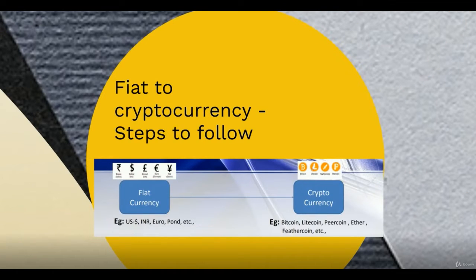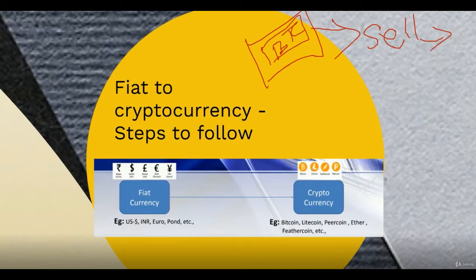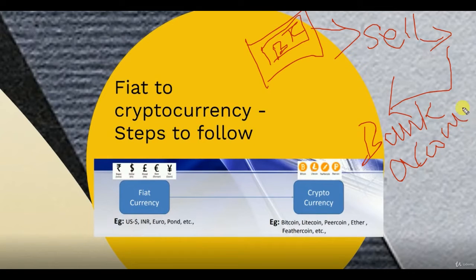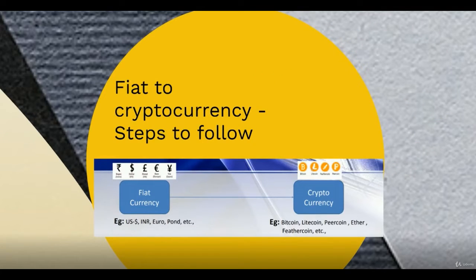Or one more thing is cryptocurrency to fiat. Suppose you have cryptocurrency, say Bitcoin, and you want to sell it. When you sell, you want the money to be deposited to your bank account. It's like a private marketplace. You are exchanging your cryptocurrencies for fiat currencies, or selling or buying cryptocurrency with fiat currency. This kind of application we can create. This is the simple, basic application that people usually create with cryptocurrency.